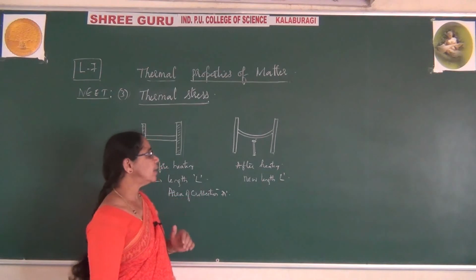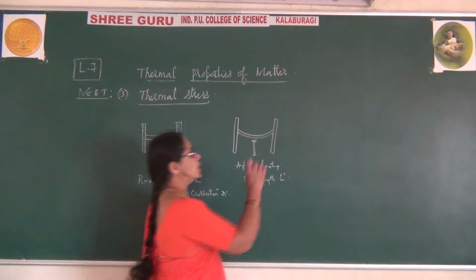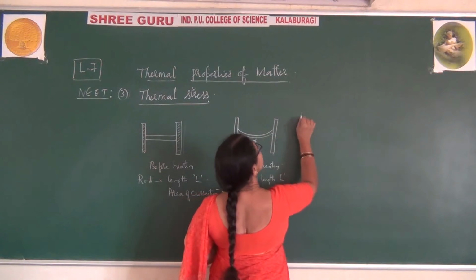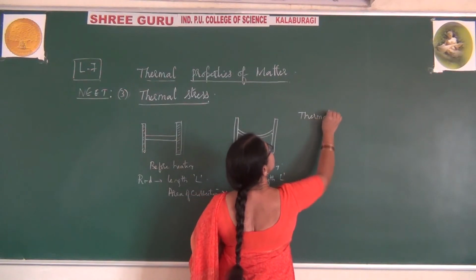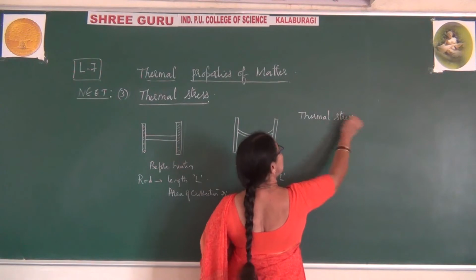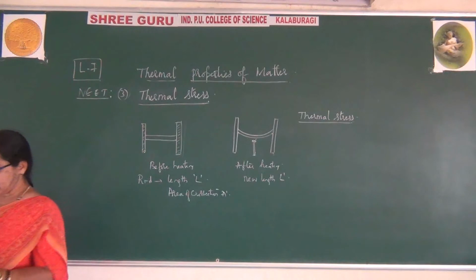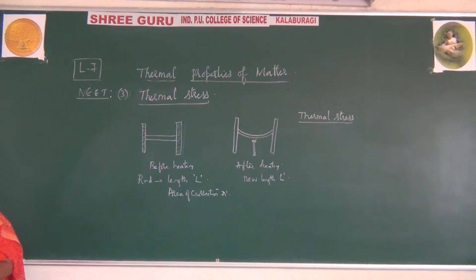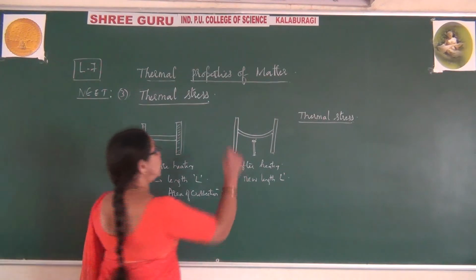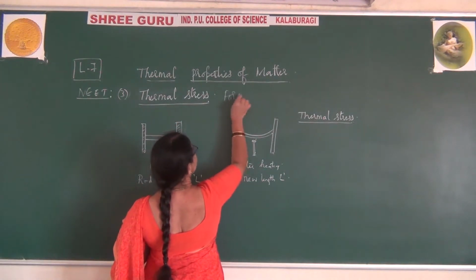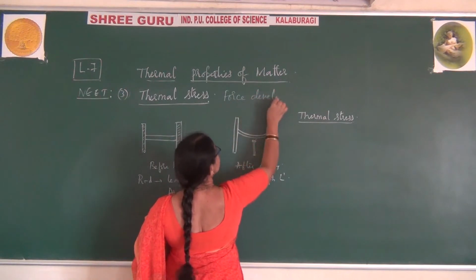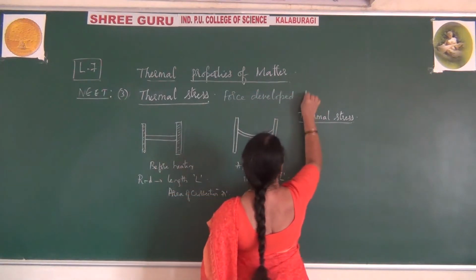So you can observe here, when I am heating this rod, the stress that develops is called thermal stress. So what do you mean by thermal stress? It is the force developed per unit area when thermal expansion or contraction is resisted. That is called thermal stress: force developed per unit area.